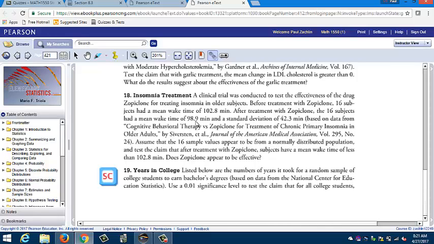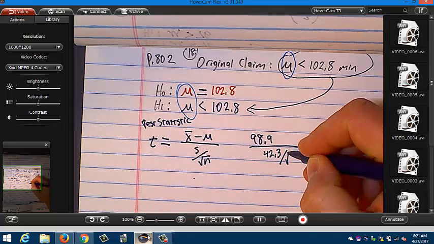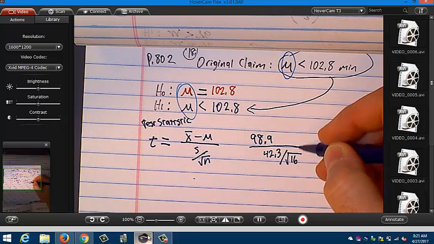98.9 goes there. And then we have a 42.3 in the denominator, divided by, let me show you so you can see what I'm writing. The square root of what? 16. That's kind of nice.